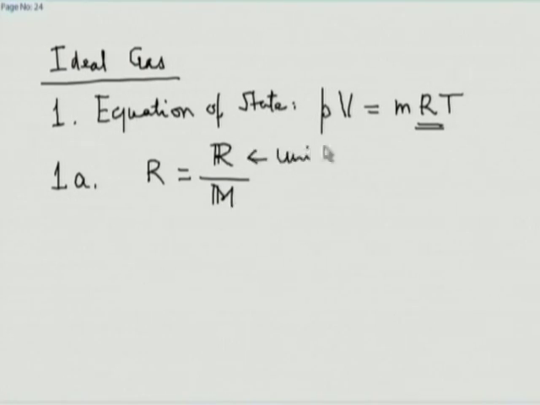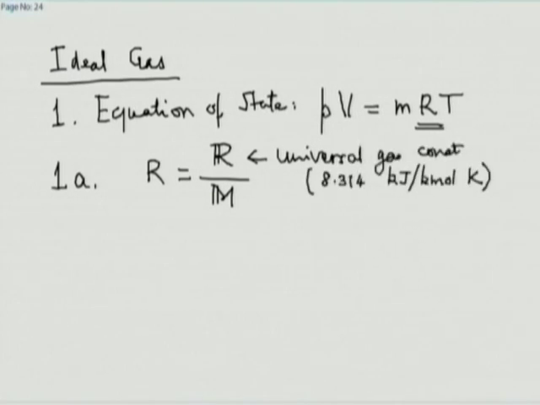So this is the 8.314 kilojoule per kmol Kelvin. I think I have the right number, right? And this is the molecular weight which is in kilogram per kilomole. This is the characteristic of a gas. For hydrogen it is approximately 2, for oxygen it is 32, nitrogen 28, and so on. So if you know the molecular weight of any gas molecule, you know the universal gas constant, you can determine the specific gas constant for that gas.